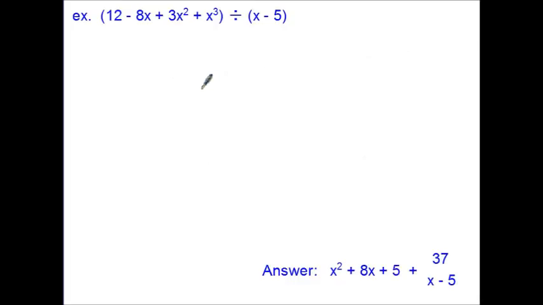Alright, just a quick word about this example here. Hopefully when you look at that first polynomial that we're going to divide into, your skin just kind of crawls on you a little bit.